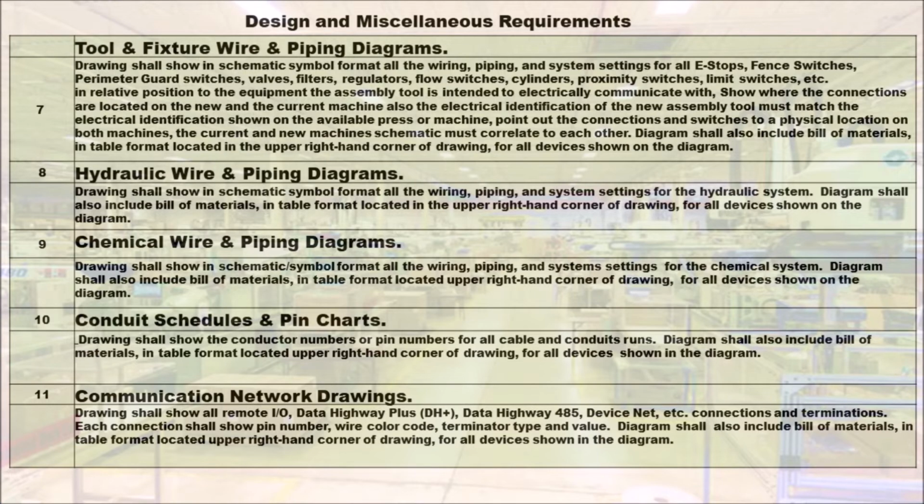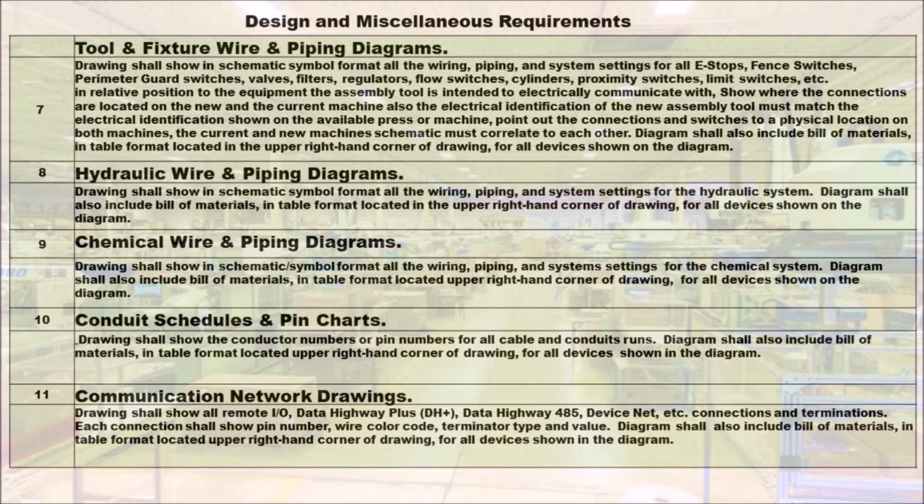8. Hydraulic wire and piping diagrams. Drawing shall show in schematic symbol format all the wiring, piping, and system settings for the hydraulic system. Diagram shall also include bill of materials, in table format located in the upper right-hand corner of drawing, for all devices shown on the diagram. 9. Chemical wire and piping diagrams. Drawing shall show in schematic symbol format all the wiring, piping, and system settings for the chemical system. Diagram shall also include bill of materials, in table format located on the upper right-hand corner of drawing, for all devices shown on the diagram.